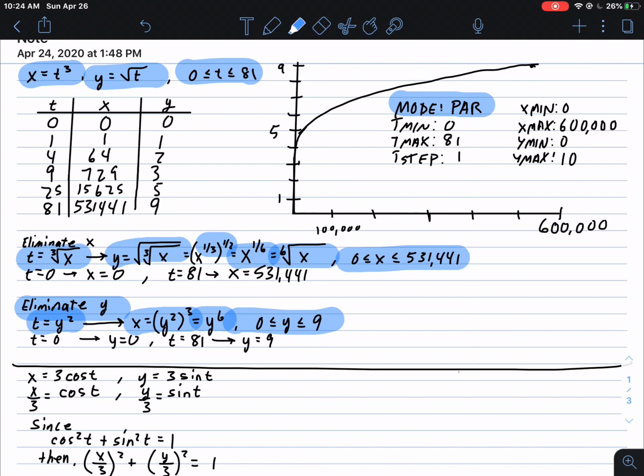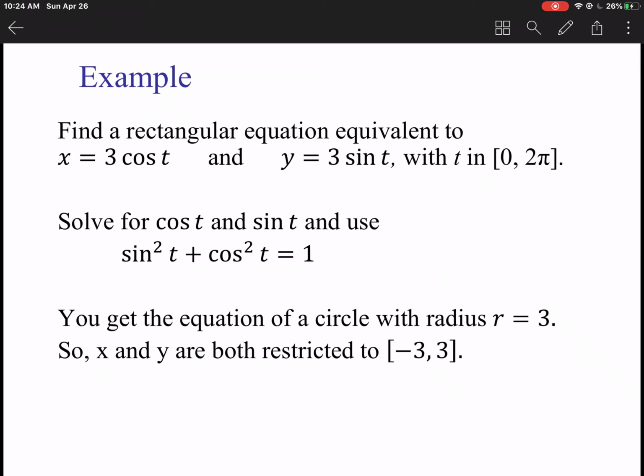This one's another example because it also ties us back a little bit to the trig. A little bit different in how we're going to eliminate the parameter, or even not eliminate the parameter, but find the Cartesian or rectangular equation to begin with. So to find our rectangular equation, we have x equals 3 cosine t, y equals 3 sine t. We do have the limitation that t is between 0 and 2 pi.